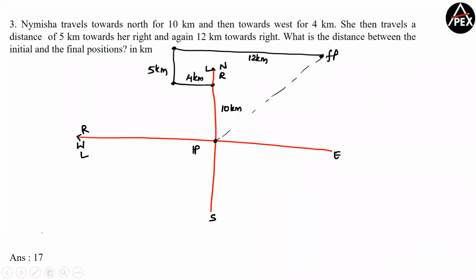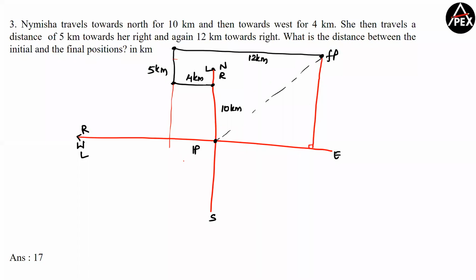So if I drop a perpendicular from this point onto this axis, this total distance is 12 kilometers. This distance is 4 kilometers. Then this distance will be 12 minus 4. So can I say that this distance will be 8 kilometers?